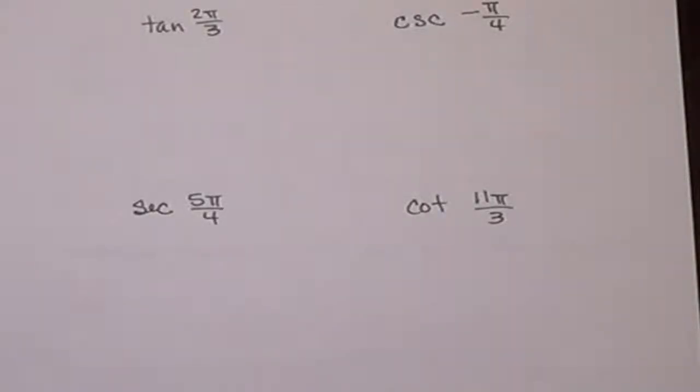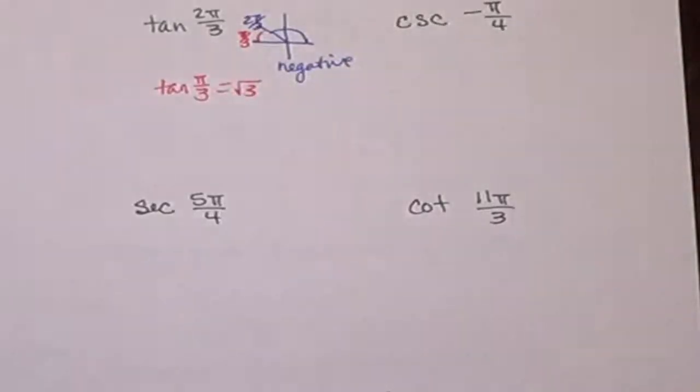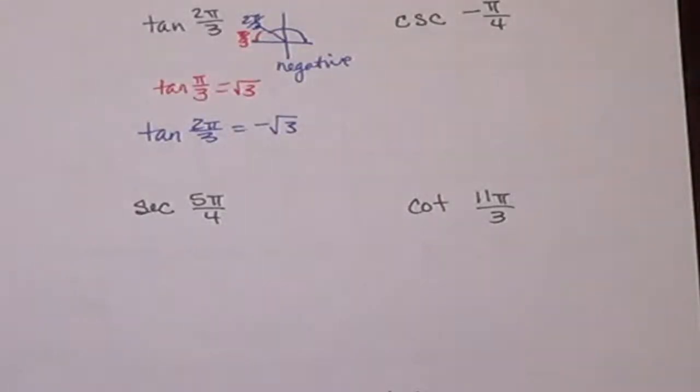Tangent of 2 pi over 3. Okay. So again, first we're going to figure out which quadrant it is in. So 2 pi over 3 is in the second quadrant. Again, tangent is negative there. If we look at the reference angle, our reference angle is pi over 3. And so tangent of pi over 3 is square root of 3. So now, putting this together, tangent of 2 pi over 3 is going to equal a negative square root of 3.